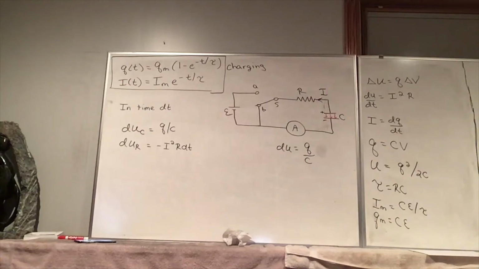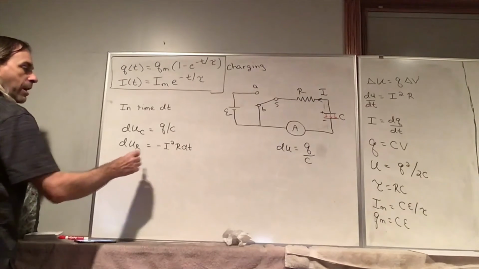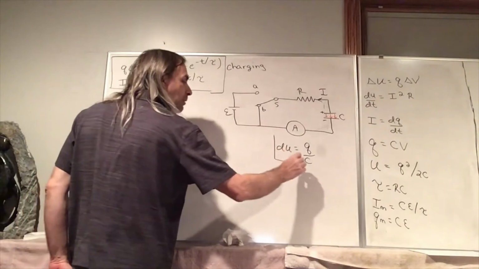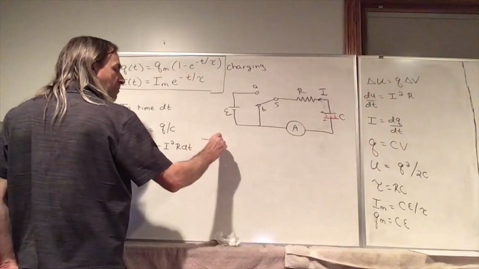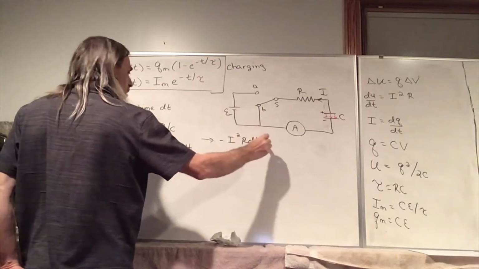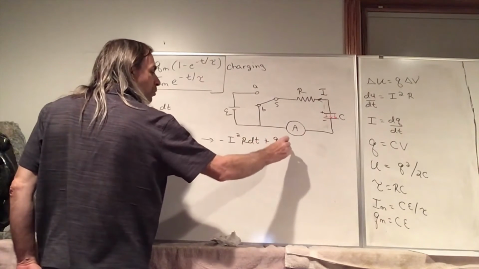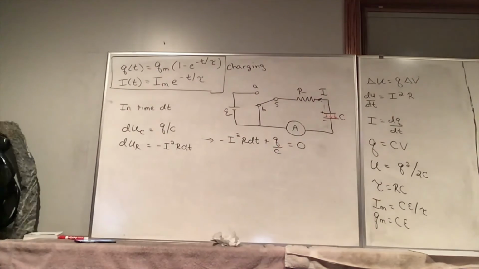So dU over all for the circuit has to be 0. So we have minus I squared R dt plus Q over C equals 0. I think I'm missing something. Let me just check.